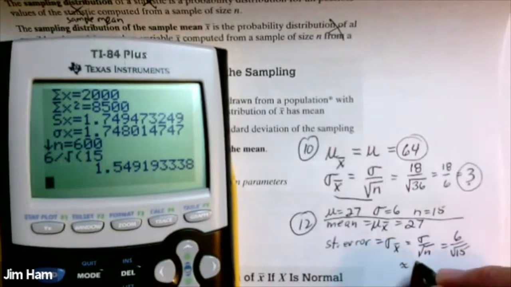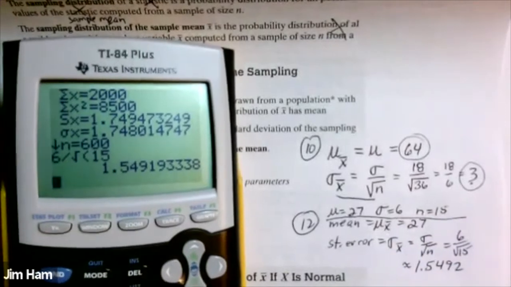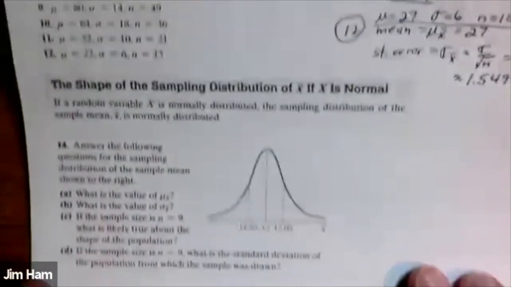And good. 1.5492, or some other rounding version of that. Okay, looks like you've got that one. Okay, let's move on to the next one.